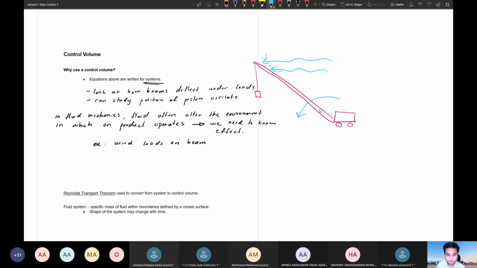For example, this is the beam. Okay, and maybe for the second one, the drag and lift loads on a rocket. Okay, this is what we study on the rocket. So we need to study the drag force, right? The drag force, and then the lift force. So this is what is involved in fluid mechanics.